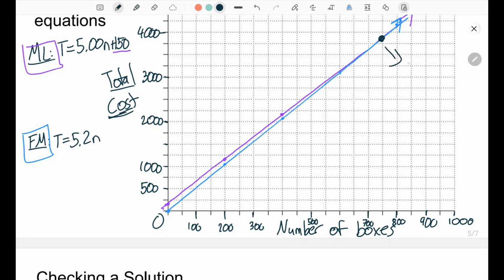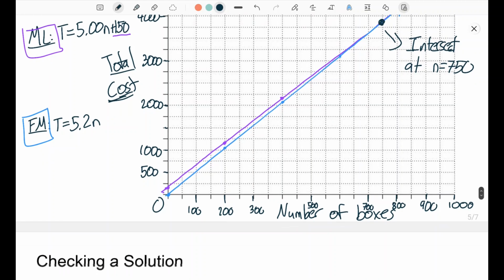But what I can say is they intersect, if you use that graphing program, at 750, or n equal to 750. And so you could actually go ahead and double check that. So what's the total price at 750? Well, you could check with Maple Lodge. At 750, the total price is 5 times 750 plus 150.